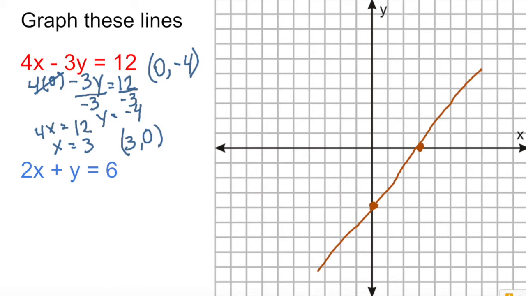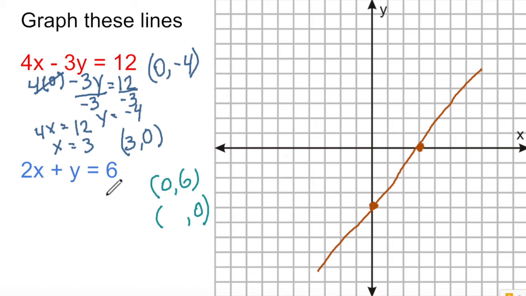Let's graph the second line. So again, we need to get 2 points. We'll put in a 0 for x and solve for y, and then we'll put in a 0 for y and solve for x. So 1 point is going to be 0, comma, something, and the other point is going to be something, comma, 0. So the first point where we put in a 0 for x, this gets canceled out because we multiply it by 0. So let's see, y equals 6, right? 0, comma, 6. Y equals 6 is what we get.